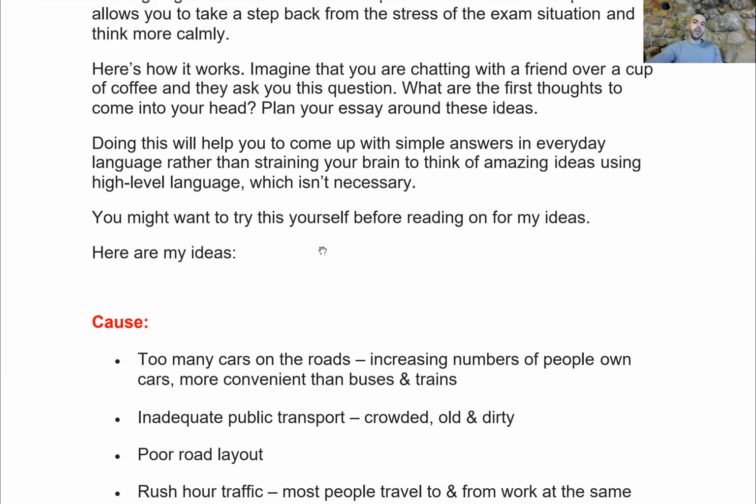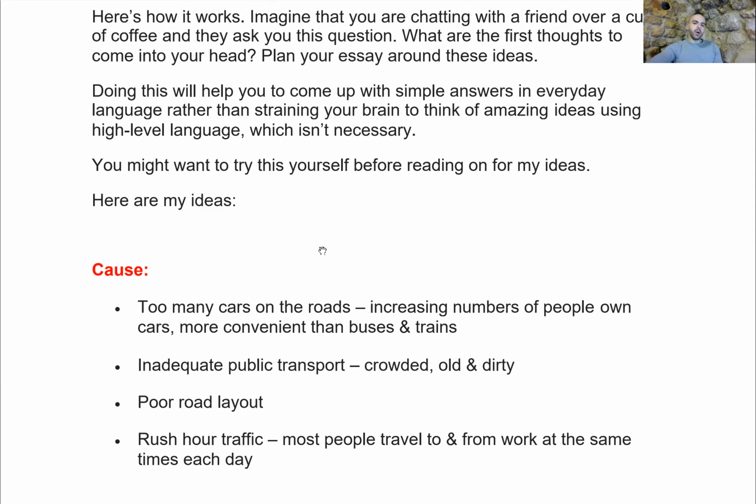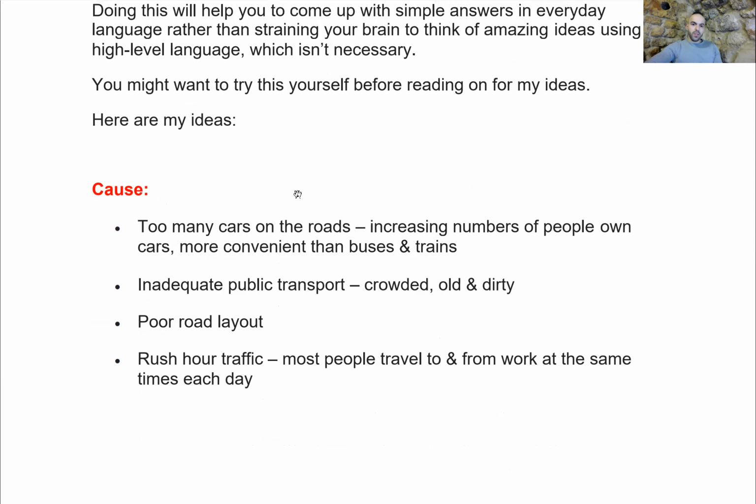So here are my ideas. We have the first cause, too many cars on the roads. Why? Because increasing numbers of people own cars because they find it more convenient than buses and trains. So we have a specific cause here, which is too many cars on the road because the number of people owning cars is increasing, because they find it more convenient than buses and trains.